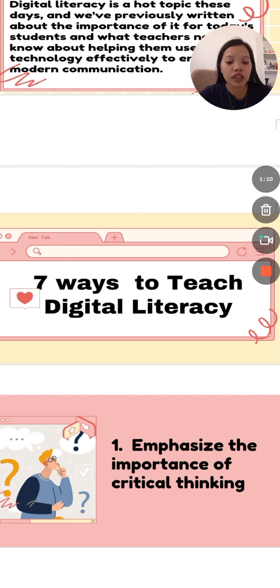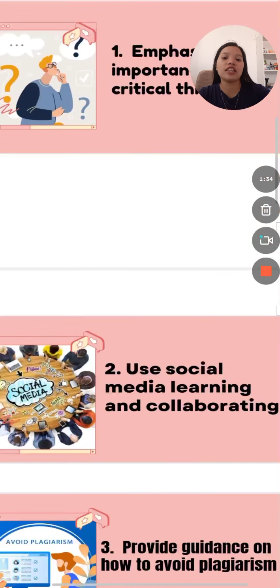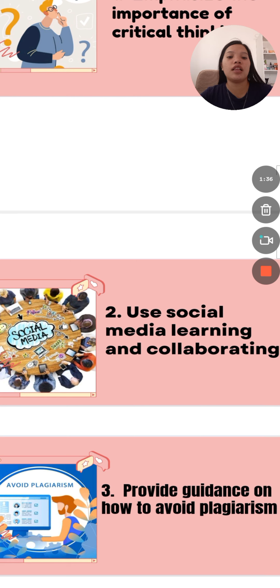So, the majority of media we consume today comes from online sources, some of which are more credible than others. With this in mind, a huge part of teaching digital literacy is helping students become critical consumers of information. So the second is use social media for learning and collaborating.